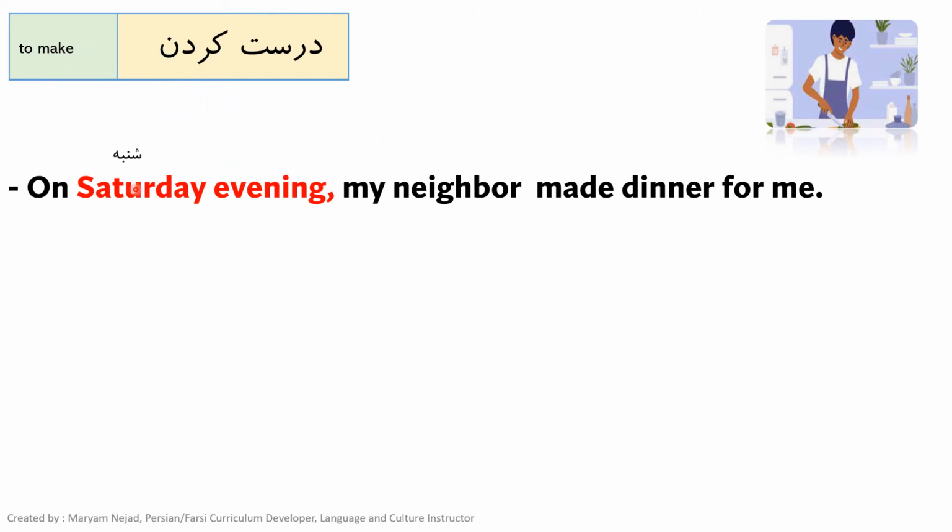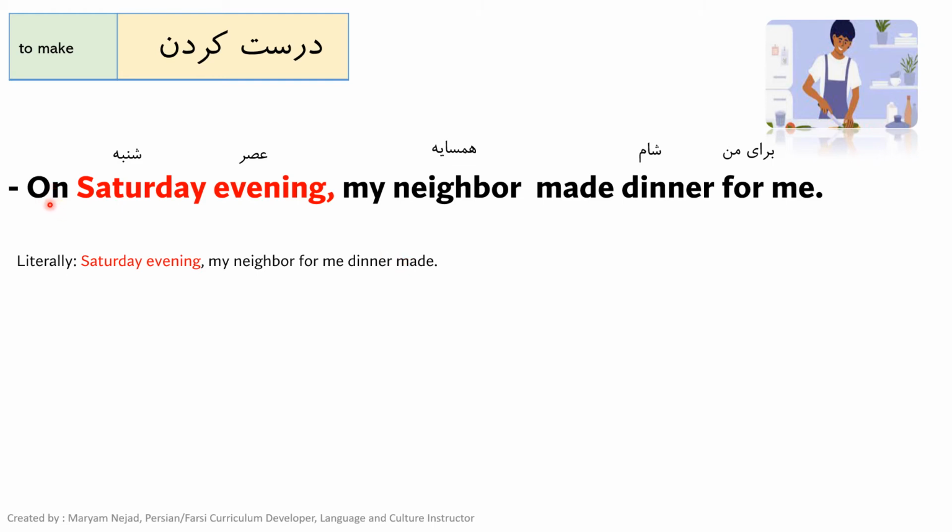And then let's go over the vocab. Saturday is شنبه. Evening is عصر. Neighbor is همسایه. But remember, we need to add the possessive suffix to it. We need to say my neighbor. And then dinner is شام. And for me is برای من. برای is for and man is me. Alright, so literally we need to say something like Saturday evening, my neighbor for me, dinner made.